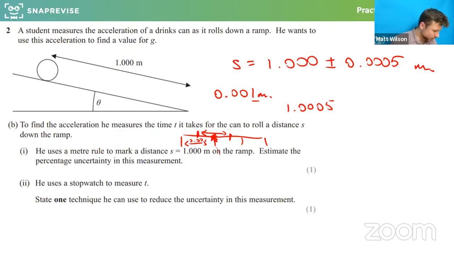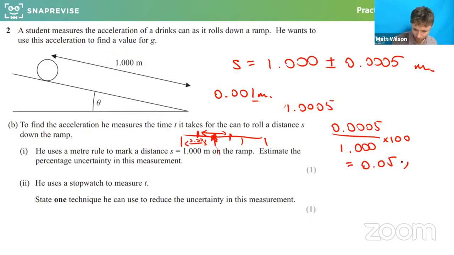Okay, good. Now you would like to calculate the percentage uncertainty here. And the percentage uncertainty is given by taking the actual uncertainty, dividing by the value, and then multiplying by 100. You chuck that in a calculator and you'll get 0.05%. Good. He uses a stopwatch to measure t. State one technique he can use to reduce the uncertainty in this measurement.